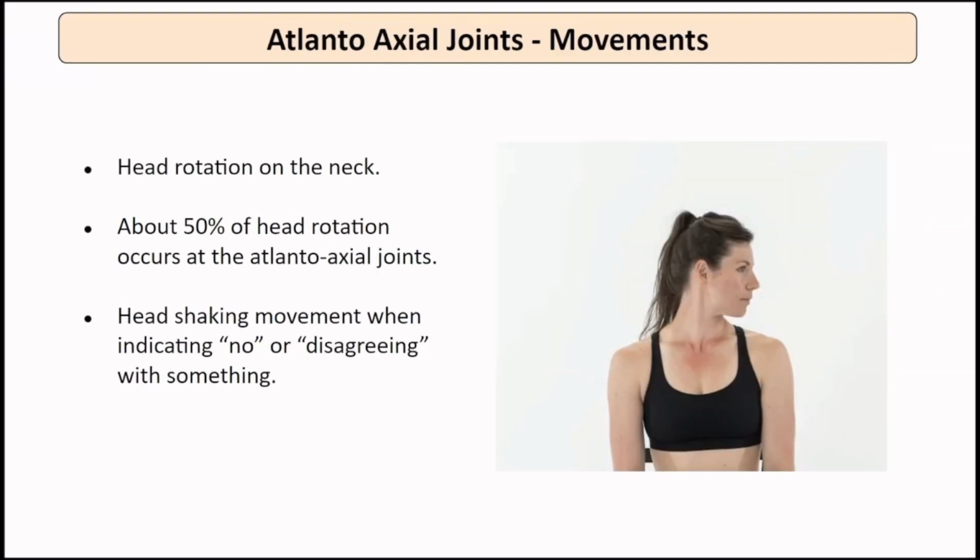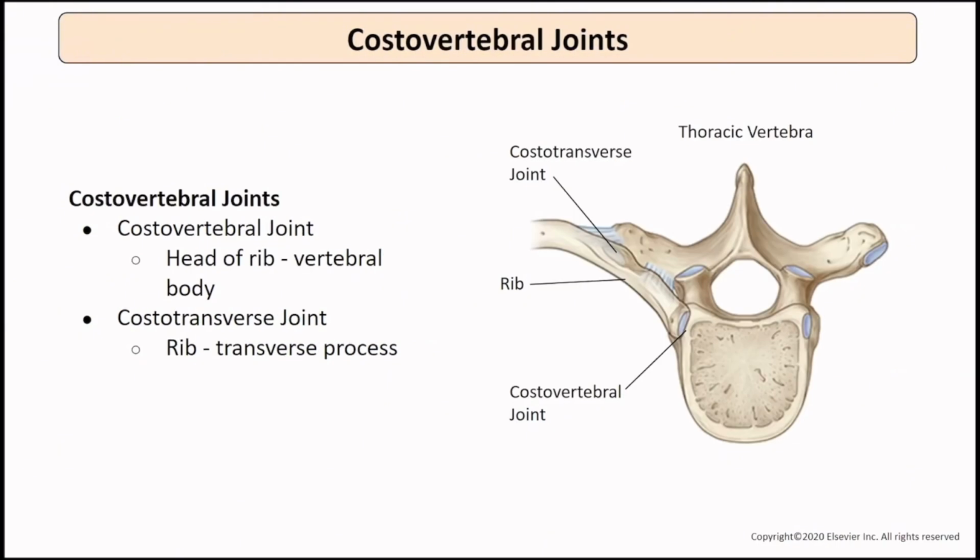The primary movements of the atlanto-axial joints are head rotation on the neck. Movement of the joints produces the characteristic head shaking movement when indicating no to something. The thoracic region also has additional articulations that join the ribs with the thoracic vertebra called the costovertebral articulations. So that describes the vertebrae and joints of the vertebral column. Next, we'll move on to briefly describe the muscles of the vertebral column.